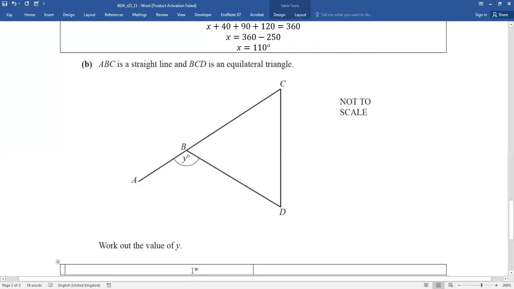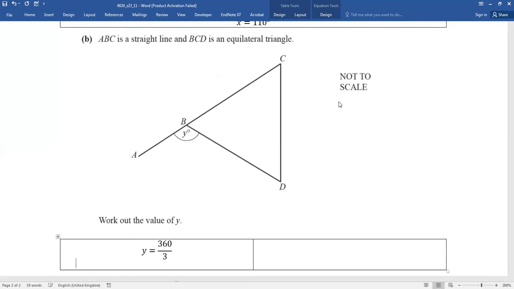The easiest one is, an equilateral triangle is a regular polygon. So one of its exterior angles, which is y, is basically 360 divided by n. N has the value 3. So the value of y is 120.